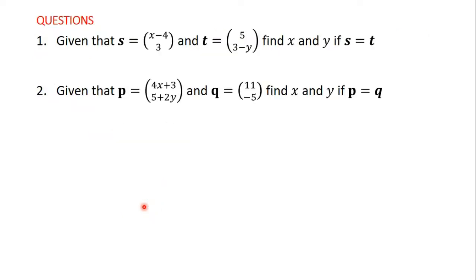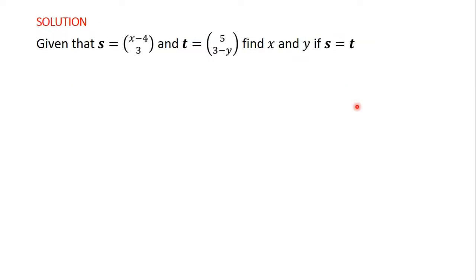We have been given two questions here. Given that s is equal to x minus 4, 3, and t is equal to 5, 3 minus y, find x and y if s is equal to t. And the second one is p is equal to 4x plus 3, 5 plus 2y, and q is equal to 11, minus 5. Find x and y if p is equal to q. Let's take them and solve them one after the other.